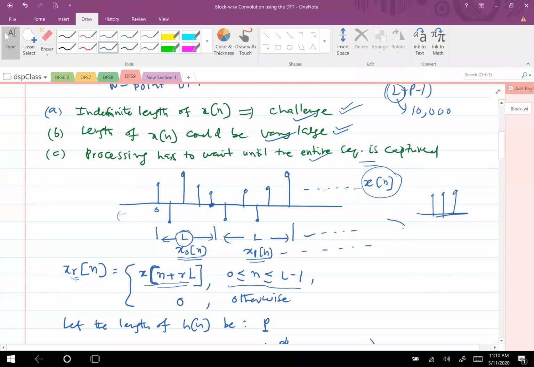Unless your captured sequence is very small, you will not go for doing it directly. Convolution is essentially what you have to do: as long as your system is LTI, whatever operation you want to do turns out to be a convolution. So there is no point, particularly when you either do not know the length of the sequence in the beginning, or it's too long and you have to wait for it; you would obviously go for blockwise approaches.